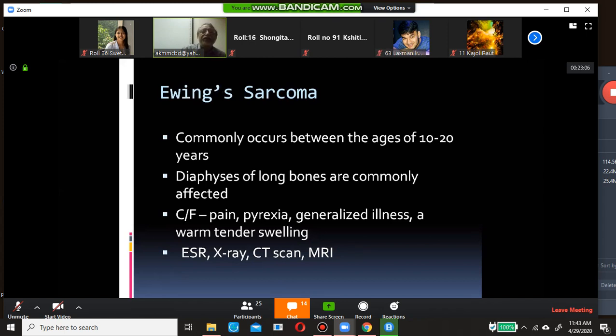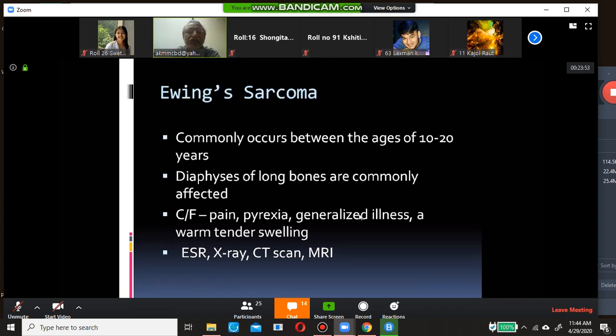Ewing sarcoma is similar. Management. Young age group is similar. Diaphysis of the long bones are affected. The metaphyseal parts are affected commonly in osteosarcoma. In Ewing sarcoma, the diaphyseal parts are commonly affected. Clinical features somewhat different. There will be more pain. There will be pyrexia. Pyrexia is very uncommon in other types of tumors. So pain and pyrexia, there may be a confusion whether it is an osteomyelitis. So that is important. Ewing sarcoma may be confused with an osteomyelitis.